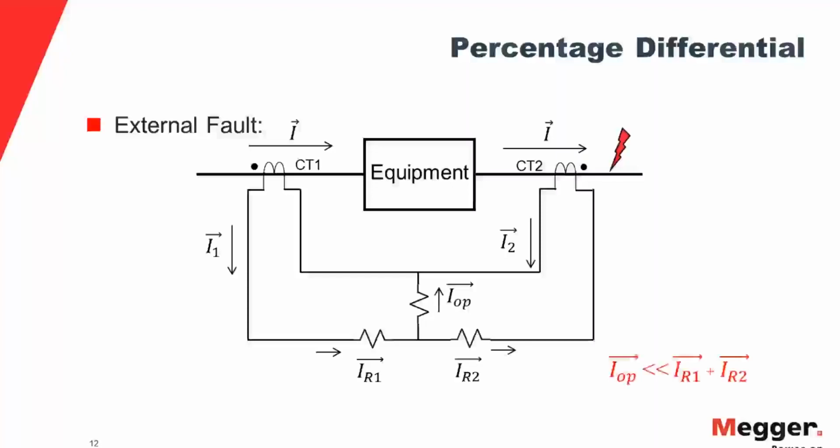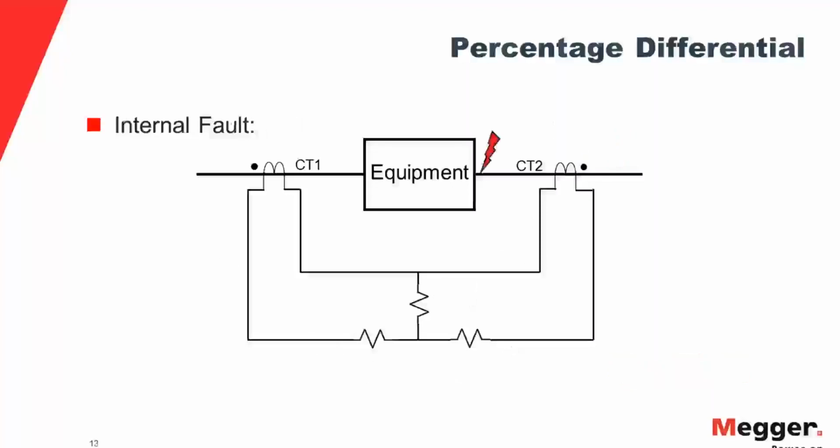and the vertical ones are called the operating coil. So when there is an external fault in the system, again, the current through that equipment doesn't change. So the current seen by CT1 and also CT2 will not change, and hence the directionality of I1 and I2 is pretty much the same. If I assume that the current through the restraint coils is IR1 and IR2, for an external fault, the operating coil current is far weaker than the current through the restraint coil.